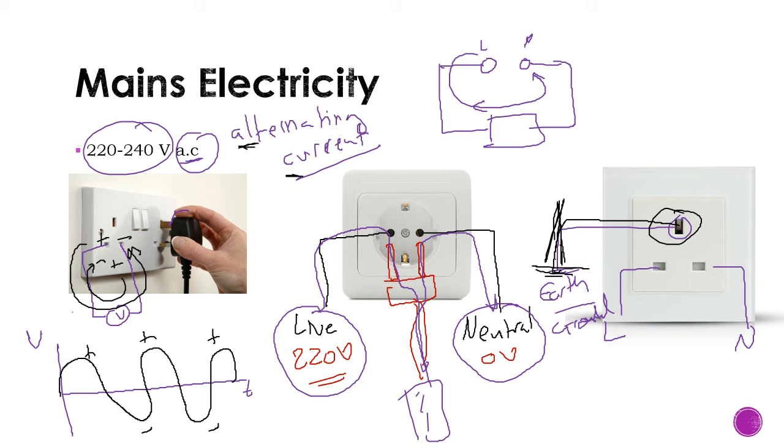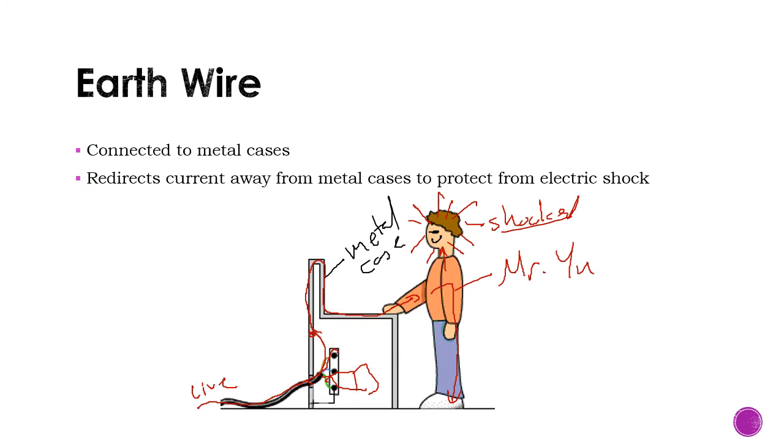اللي بيحصل إنه when Mr. U touches that case، بدل ما الكرنت يمشي through the case and into Mr. U، احنا بنجيب واير تالتة. Let me change its color so that you can see it. Let's make it orange. احنا بنجيب واير نوصلها بالearth، يعني بنطلعها بره ونوصلها بالearth.